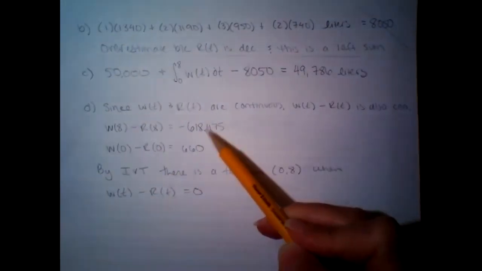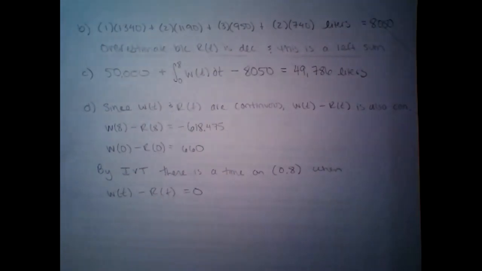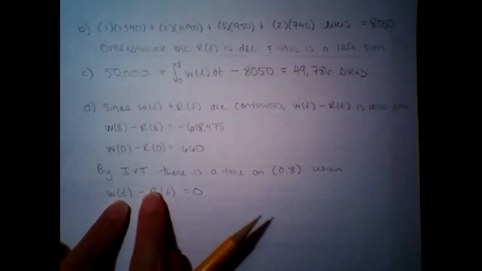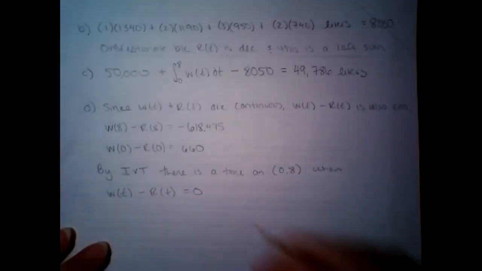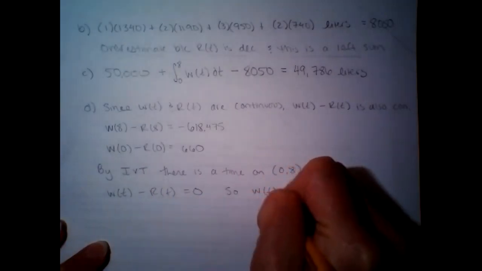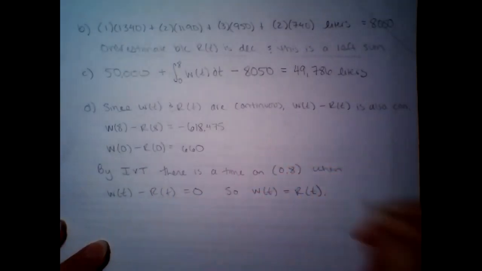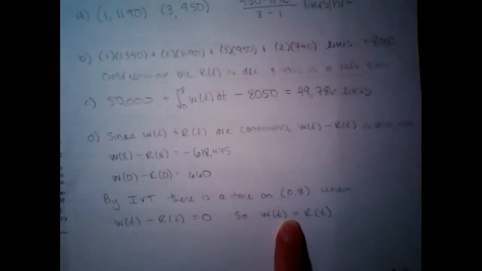If one of them is negative and one of them is positive, then 0 is going to have to be in there. And if this equals 0, if you add R of t over, you get that these two functions equal each other. So W of t equals R of t. And that's what they were asking you to show. The question was, is the rate in equal to the rate out at some point on the interval? Right, and that's what we were showing there.